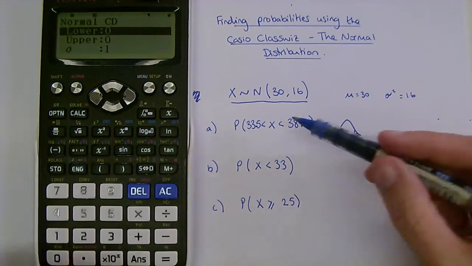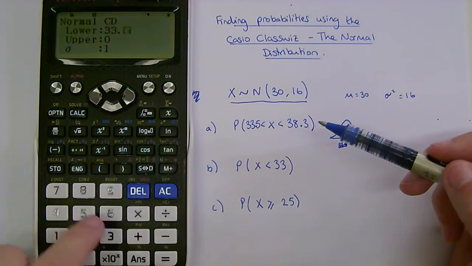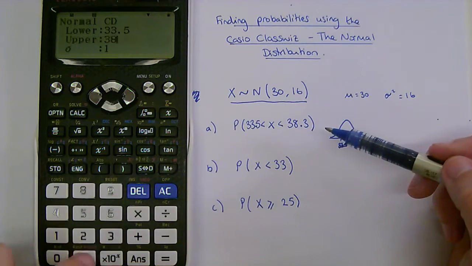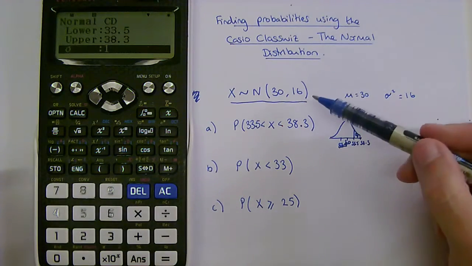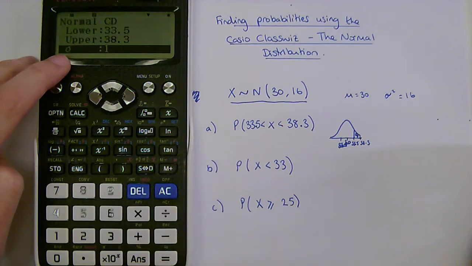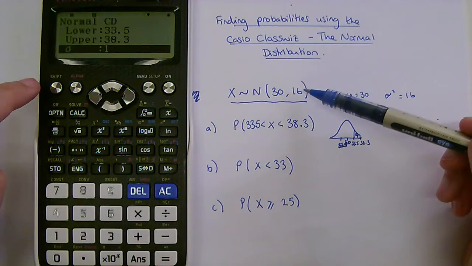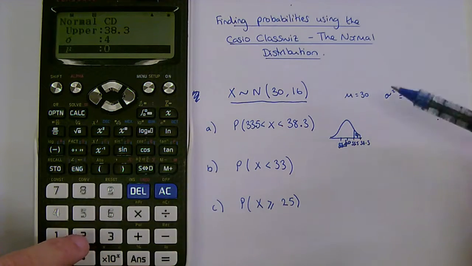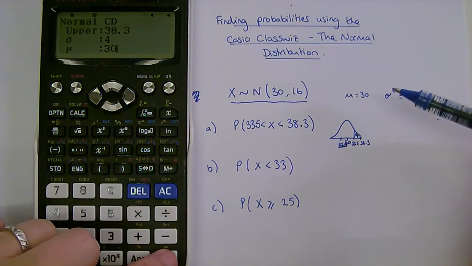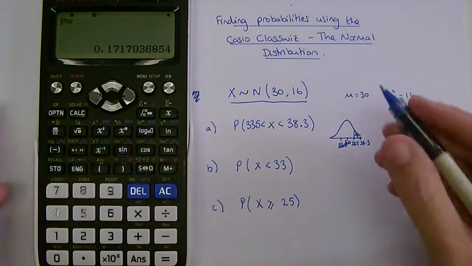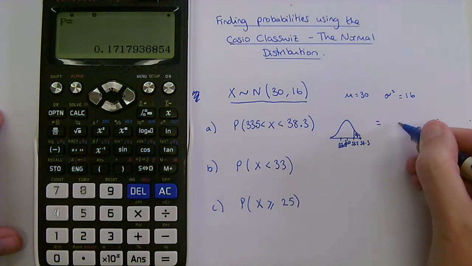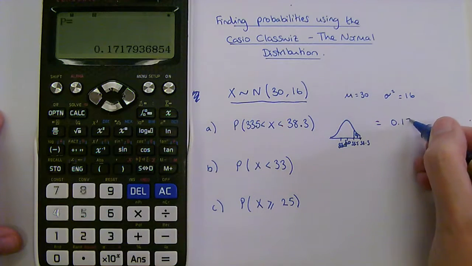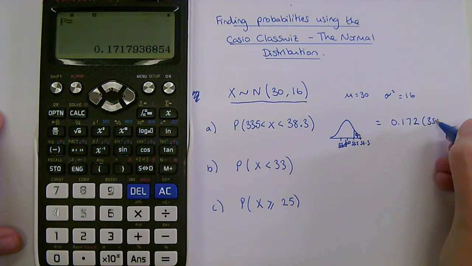So the lower number is the 33.5, the upper number is 38.3, and this is a really important thing to point out: this is asking for sigma, so the standard deviation, not the variance. So not the 16, it's going to be the square root of 16, which is 4. The mean is 30, and then if we just press enter and enter again, it will tell us the answer to that question. So the answer to A is 0.172 to 3 significant figures.